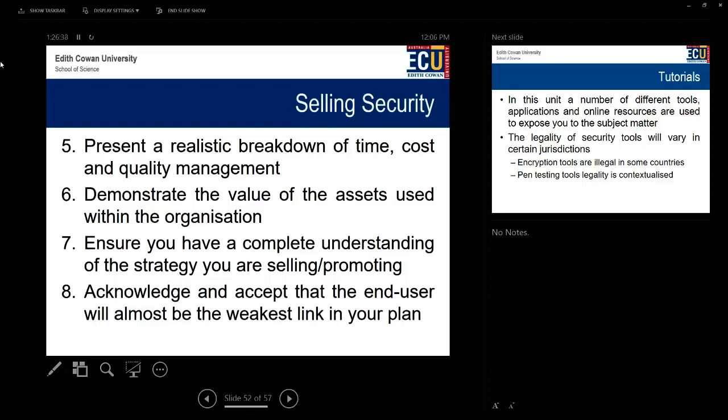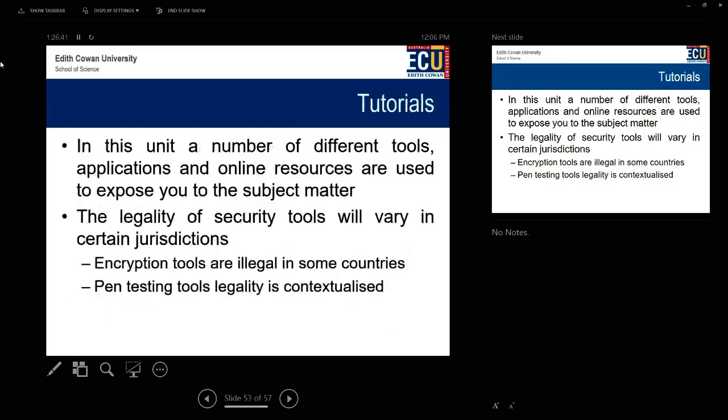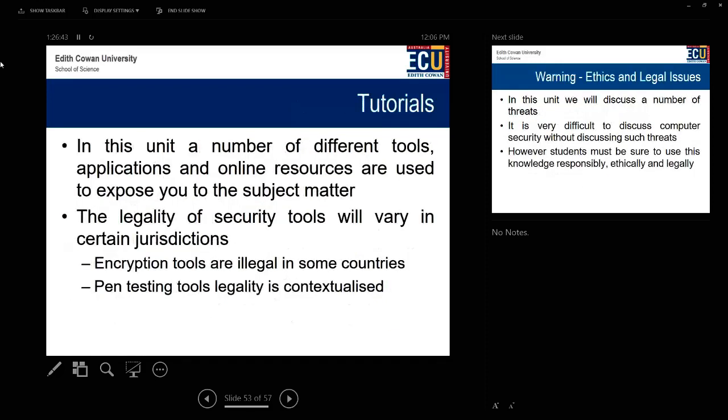Okay? Is there any question out of these 2 slides? Please ask, otherwise I'm going to end this session.